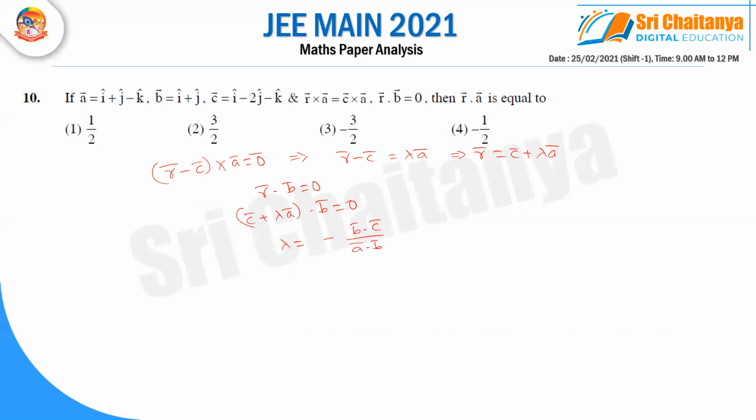So from here, if you are solving this, you are getting r bar as something like 3 by 2 i cap minus j cap minus k cap. And dot a bar is asked. So it's a normal dot product and your answer will be 3 by 2.